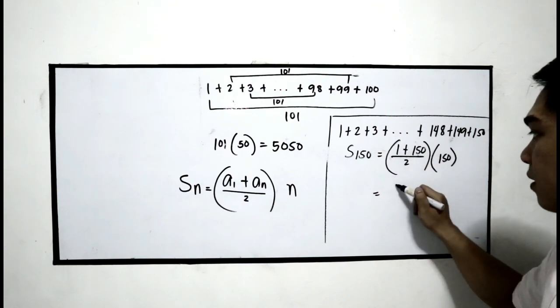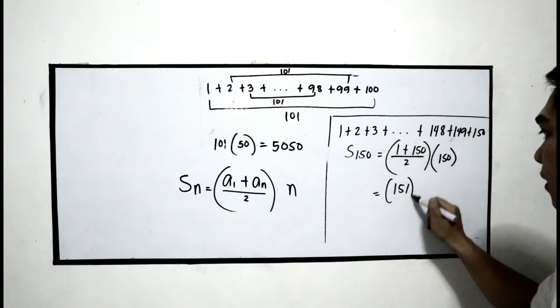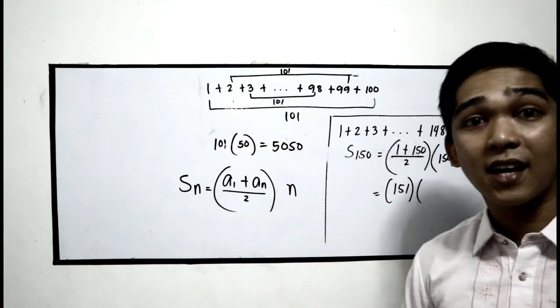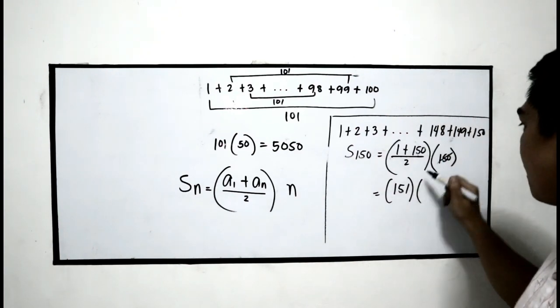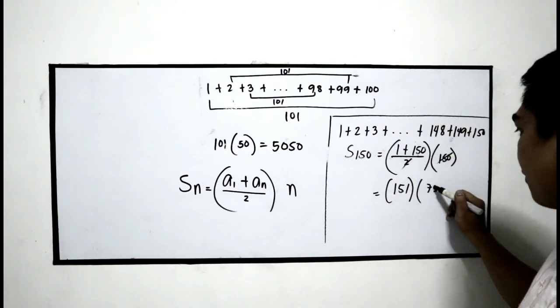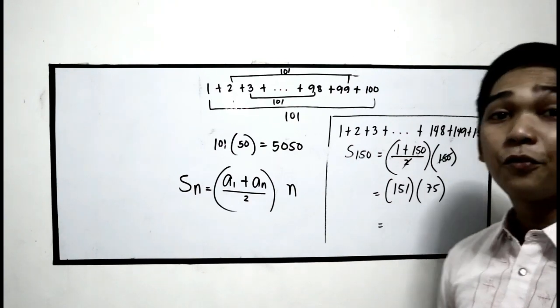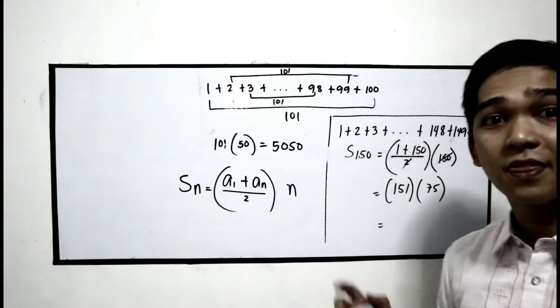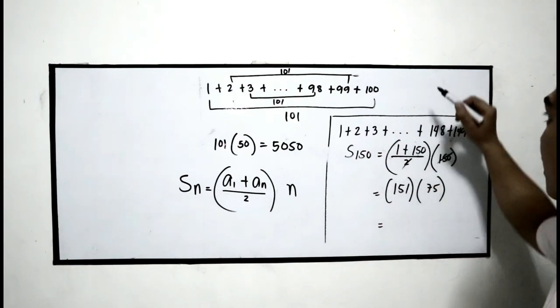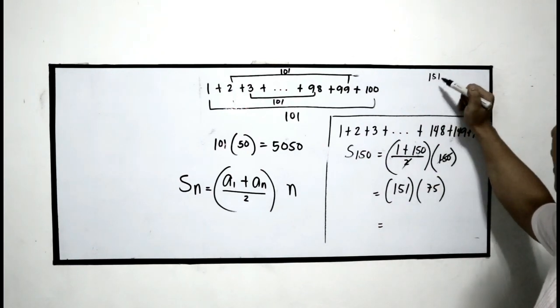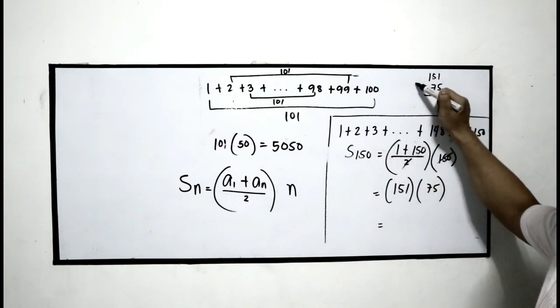150 plus 1, that is 151, times, use the cancellation method, 150 divided by 2, that is 75. To find the product, 151 times 75. Let us multiply. 151 times 75.